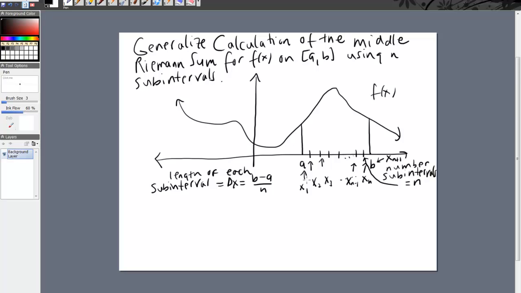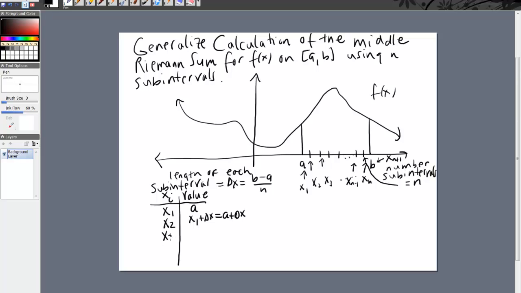Okay. How do we get a general expression for x sub i? We create a table and just look at some of them. So x sub 1 we know is a. Now x sub 2, we simply take x sub 1 plus delta x. That's going to give me a plus delta x.